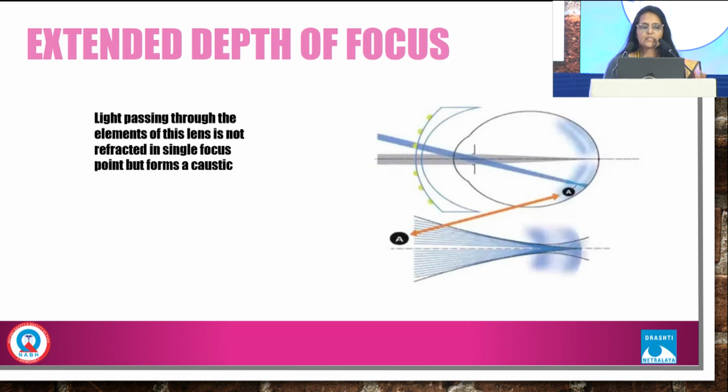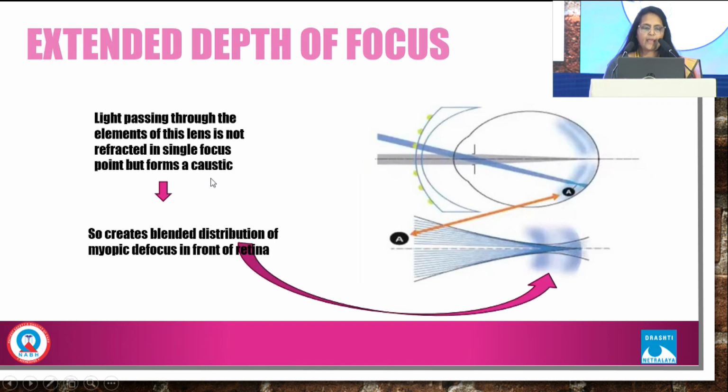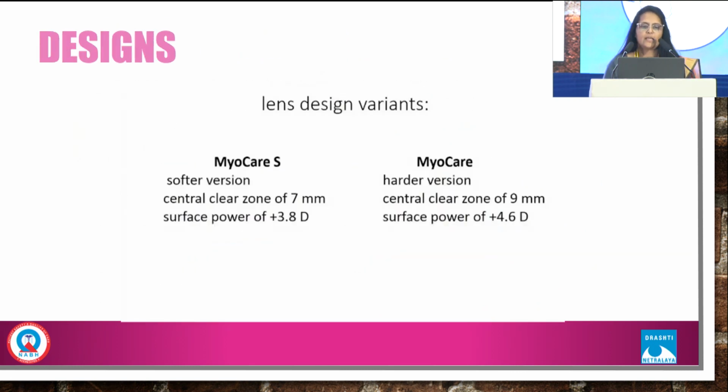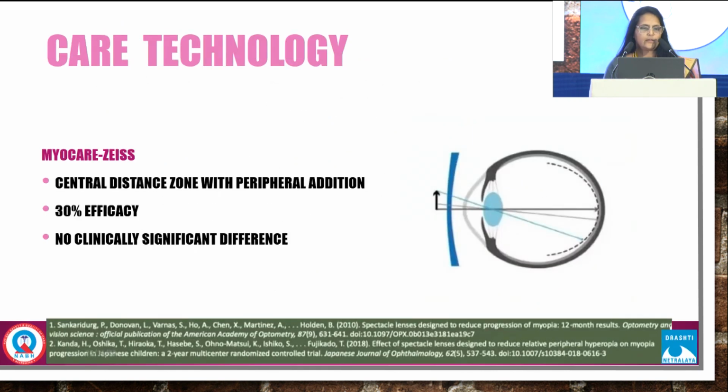When the light passes through the refractive elements of the lens, this forms a caustic, and in turn creates a blended distribution of myopic defocus, so it acts as an EDOF lens. We can compare it to an extended depth of focus lens, and it comes in two parts, a softer version and a harder version. For Zeiss myopia there are lots of studies, but they show a 30% efficacy, not clinically significant.